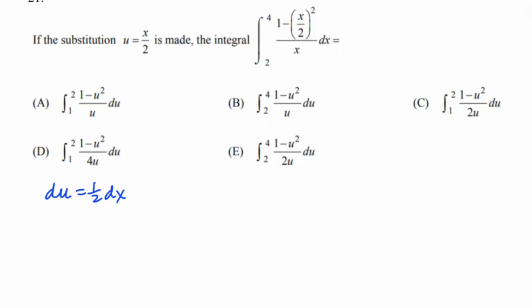Okay, but if I just have 1 dx, I'm going to probably call that 2 du. And then I'm also going to convert the bounds, because this is one of those multiple choice problems where we're asking how do you convert the integral from one integral to another? This is where we have to swap the bounds. So if u is half of x, it should be pretty easy to convert 2 and 4 to 1 and 2. So x equals 2 gives me u equals 1, and x equals 4 gives me u equals 2.